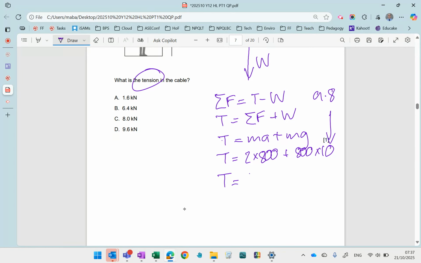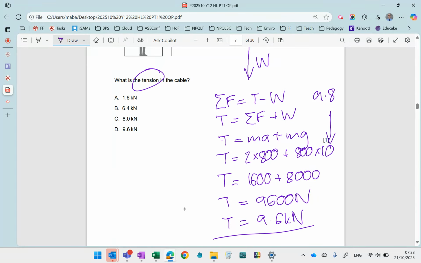So what have we got there? We've got 1,600, plus 8,000. So the tension is 9,600 newtons, otherwise known as 9.6 kilonewtons. There we go, it's D.